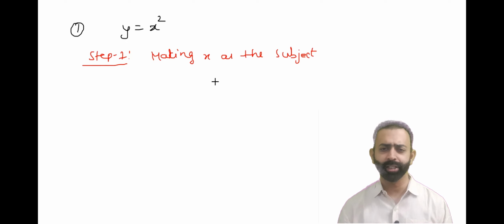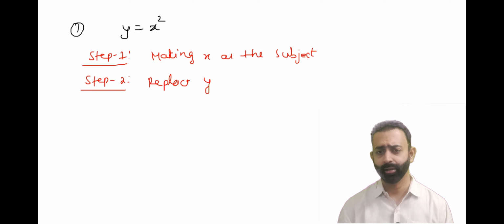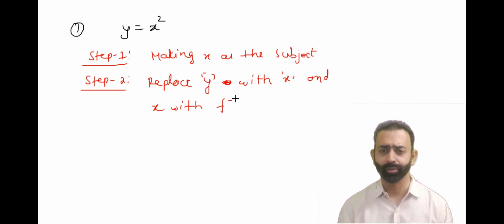Making x as the subject, and then step 2, replace y with x, and since we have made x as a subject, replace x with f inverse.